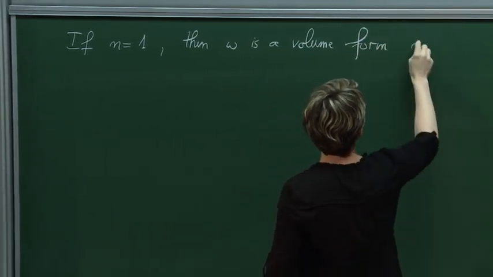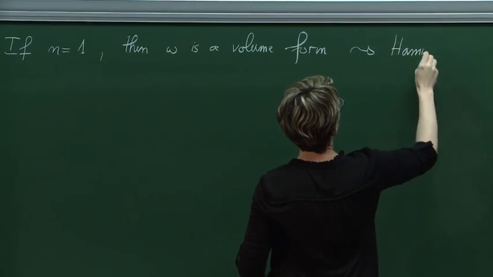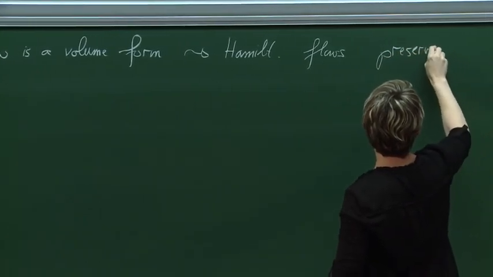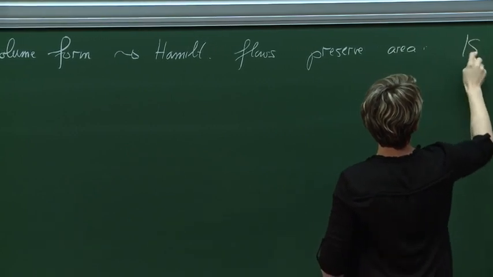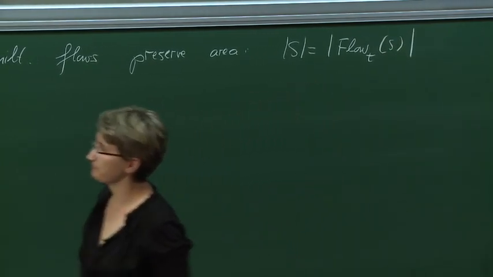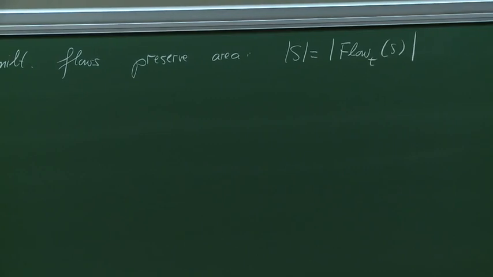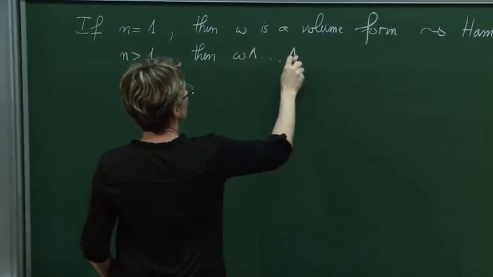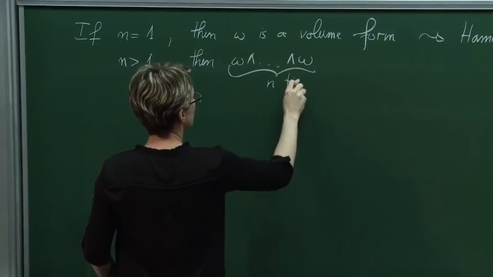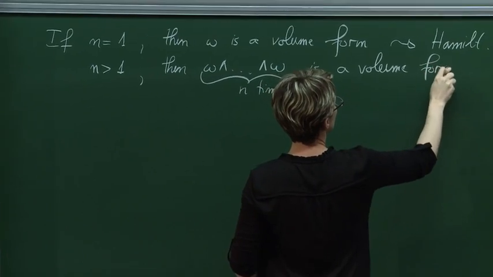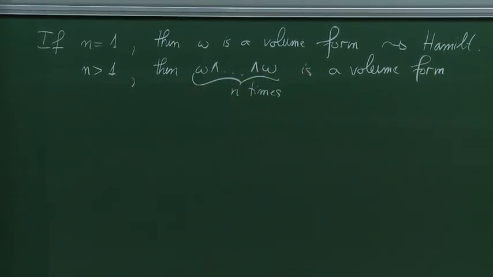So what we see in this case is that Hamiltonian flows preserve area. Okay, so the area of S is the area of S under the Hamiltonian flow at time t. Now, if the complex dimension n is strictly bigger than 1, then omega to the n, omega n times, is a volume form, a non-degenerate 2n form. Okay? Now, because Hamiltonian flows preserve the symplectic form omega, they are going to preserve the volume form.